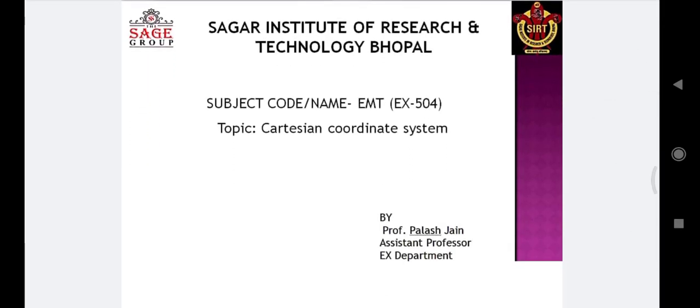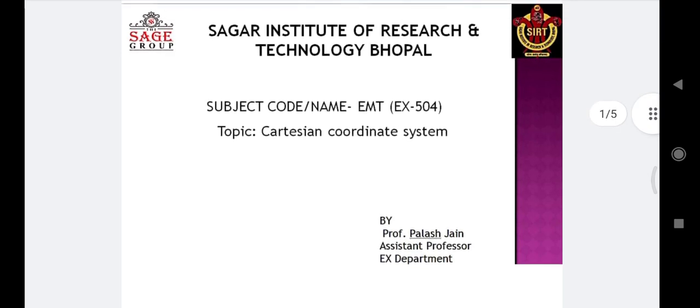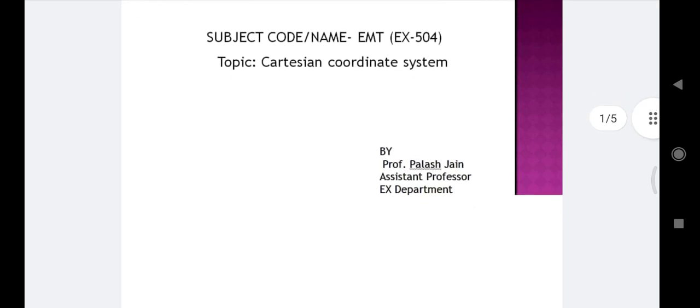Hello students, today we will study the new topic of our subject electromagnetic field theory, that is the Cartesian coordinate system. In previous sessions I have already told you the different types of coordinate systems, their parameters, and we have discussed the applications of the Cartesian, cylindrical and spherical coordinate systems. Now today we will see the Cartesian coordinate system.